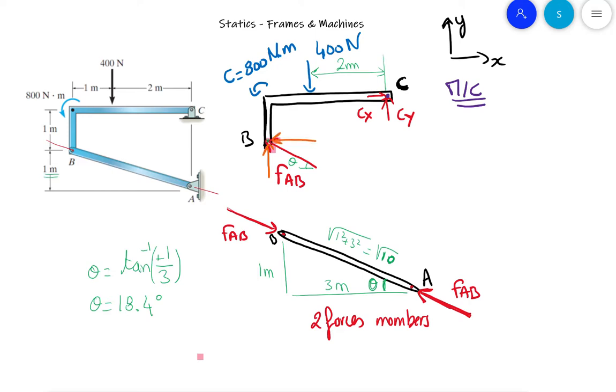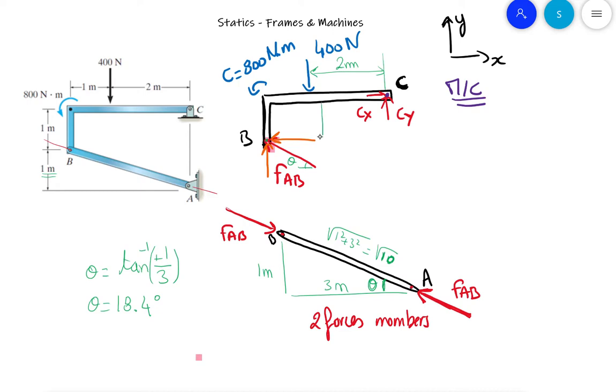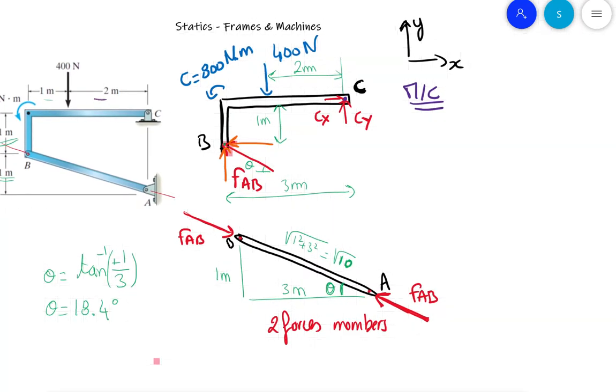Okay, so for the FABX, we need this distance, that is 1 meter, and for the FABY we will need this distance. So if the force is vertical, the distance is horizontal. If the force is horizontal, the distance is vertical. The distance must be perpendicular to the component of the force. And this total distance is 1 plus 2, so it's 3 meters. Okay, so let's write the equation now. Okay, so sum of the moment about C is equal to 0.